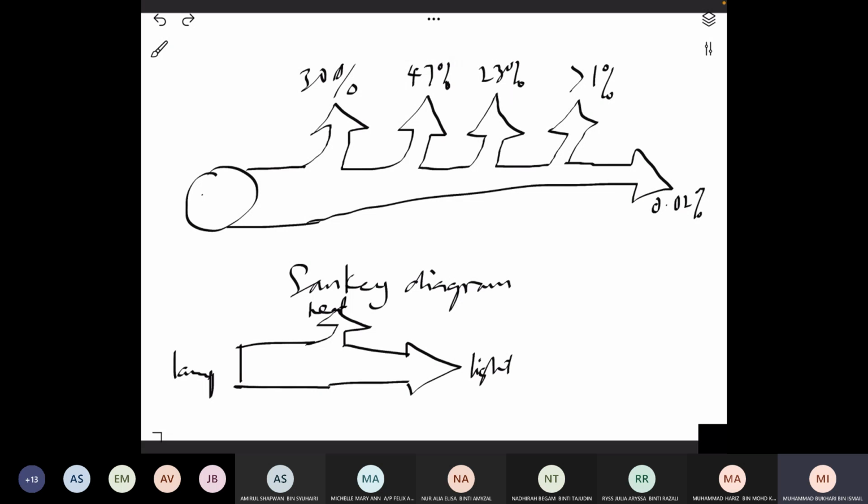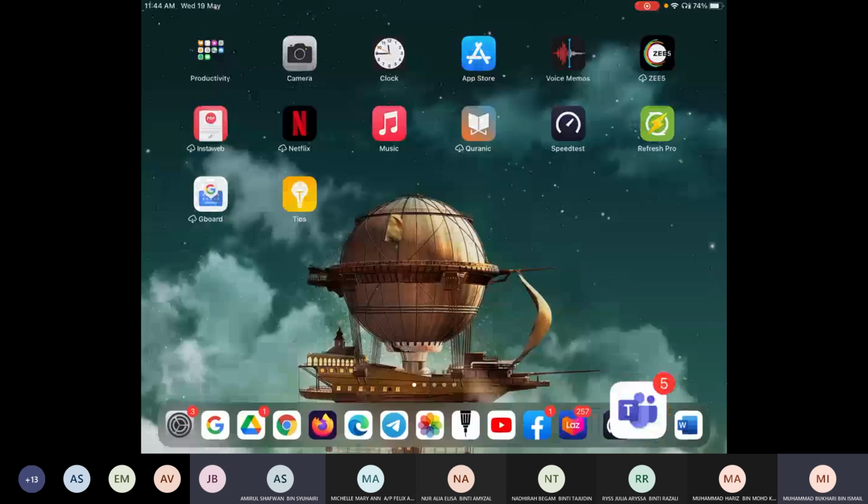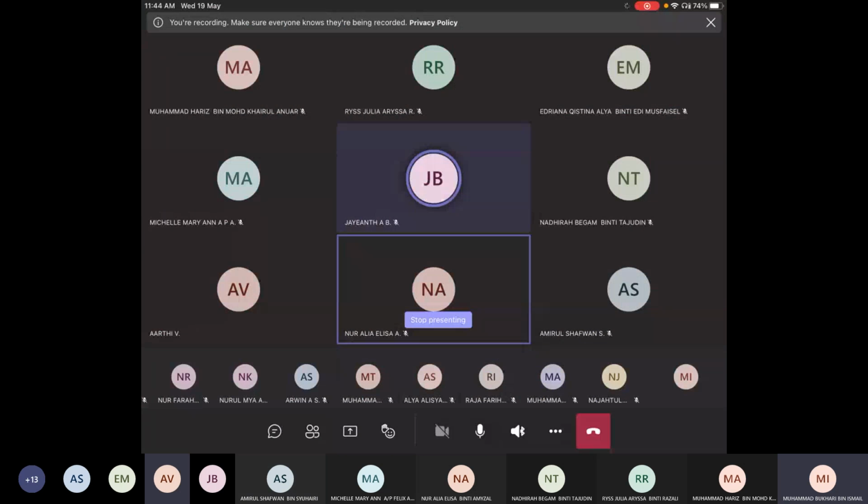Actually, this lamp uses electrical energy because we supply electrical energy to the lamp, and then some is converted to heat energy and some is converted to light energy. And we want the light energy, not the heat energy. Okay. Any questions so far? No.